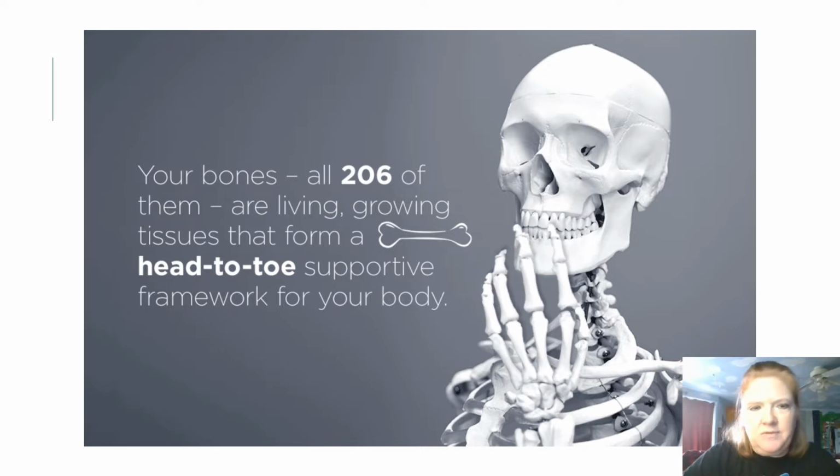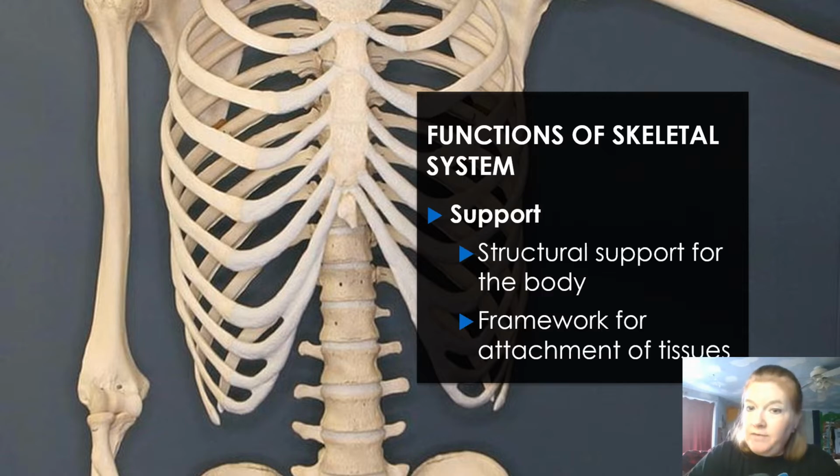So let's talk about those functions. So one function of the skeletal system is support. So it's structural support for our body. So we're not just like a mushy pool of goo, okay? It also provides a framework for attachment of tissues, muscles. Muscles attach to our bones, but so do lots of other tissues as well.